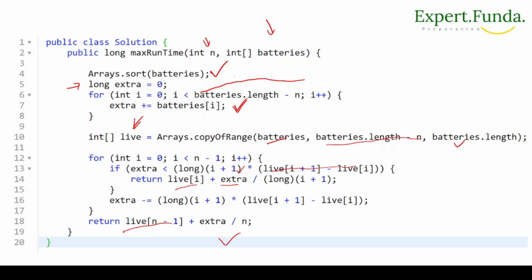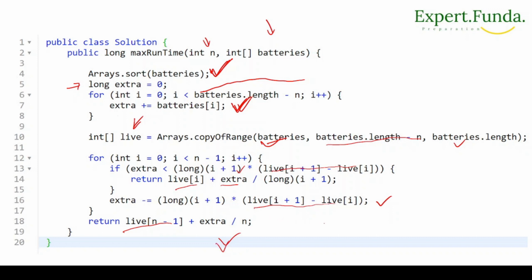So first what we are doing here, we are doing sorting. We will sort the values, then we will find the extra battery. After this we will create a live array, and that live array will contain the largest n batteries in sorted order. Now what will happen after this, we will calculate the extra, if the extra power can increase. If it is increasing, then we'll calculate the extra, like this: extra minus I plus 1 into I plus 1 minus I, correct? So this will give you data. And the final n minus 1 plus extra n by 2.